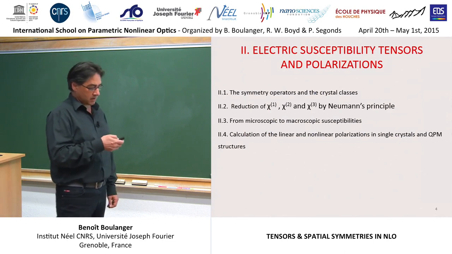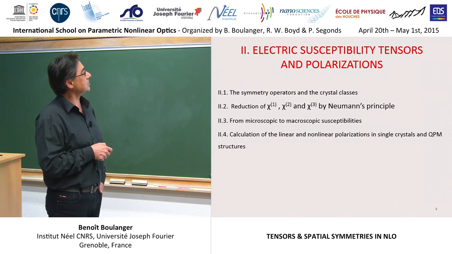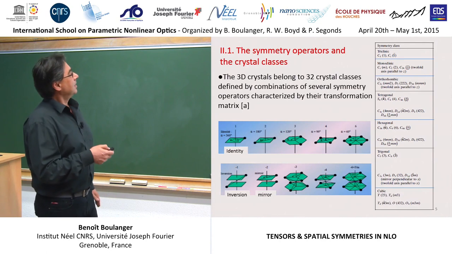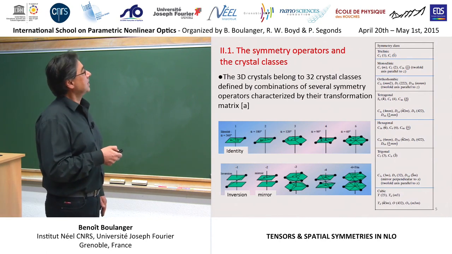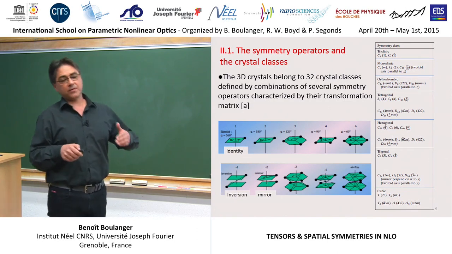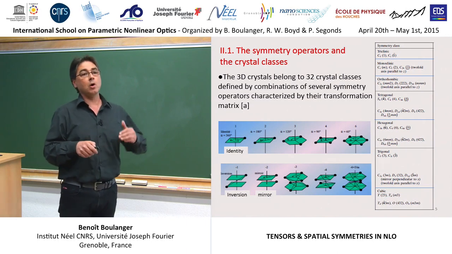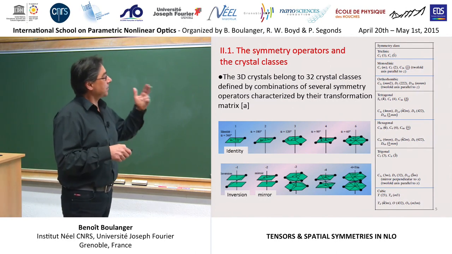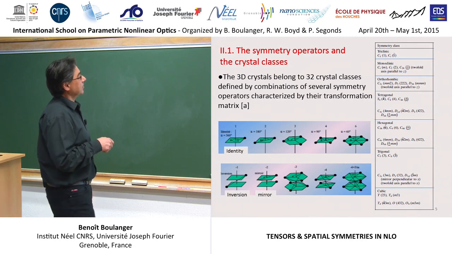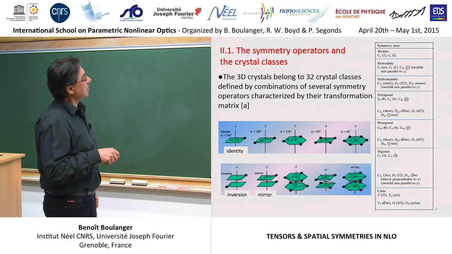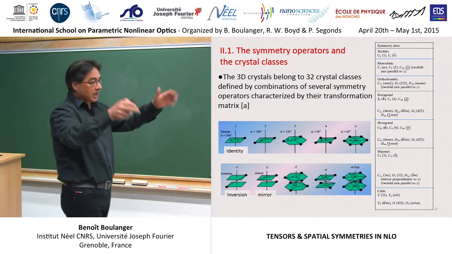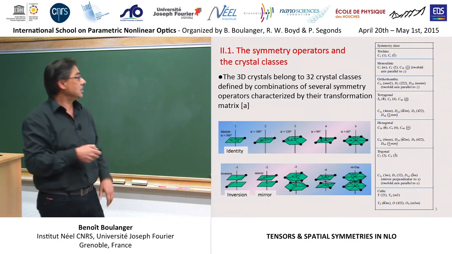So now let's move on to the part devoted to electric susceptibility tensors and polarizations. Don't be afraid, I am not going to give you a lecture on crystallography. But we need some basic tools. So you know that the 3D crystals belong to 32 crystal classes. We speak also of classes of symmetry orientation or point groups. So three words for the same thing. So 32 crystal classes defined by the combination of several symmetry operators characterized by their transformation matrix A. I will show you here the different symmetry operators that are combined. So the identity: any object with any shape has the identity as a symmetry operator.